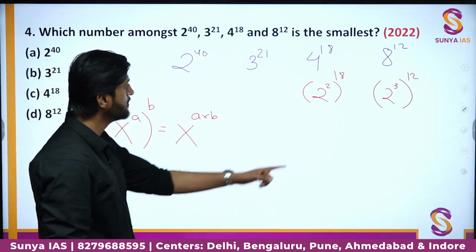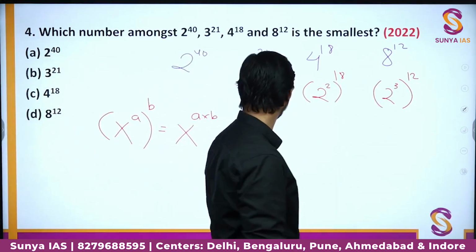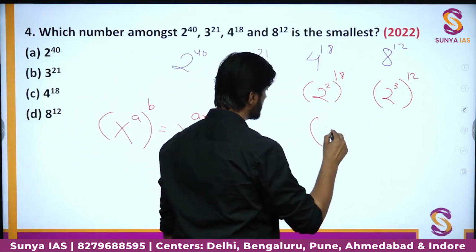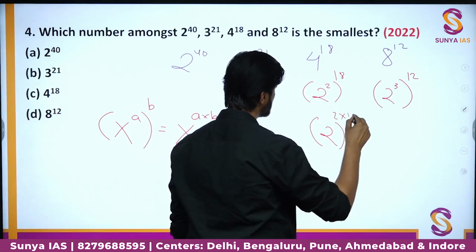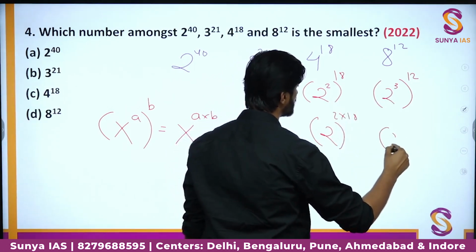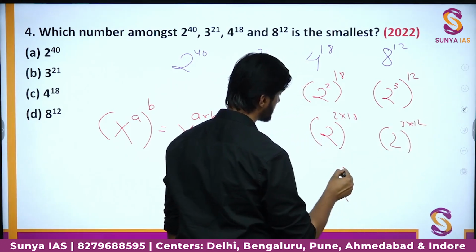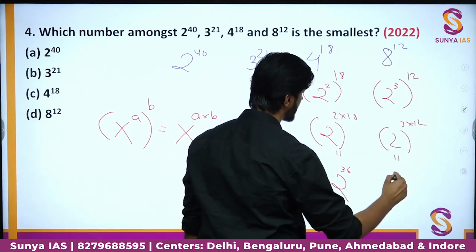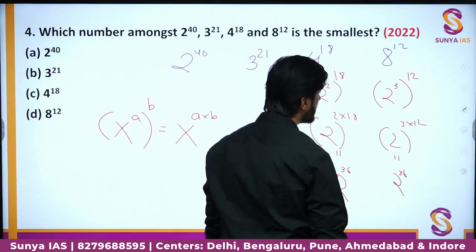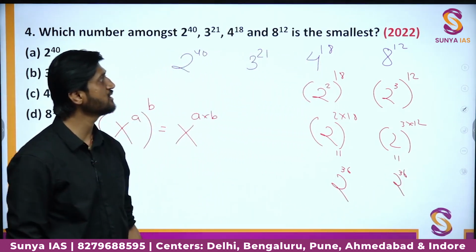So, both these powers are going to multiply. Here in the final value we will get 2 to the power 2 into 18, and here we will get 2 to the power 3 into 12. Here the value becomes 2 to the power of 36, and here the value also becomes 2 to the power of 36. Now, it is asking which is the smallest number.